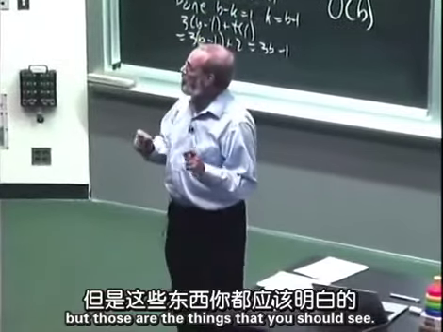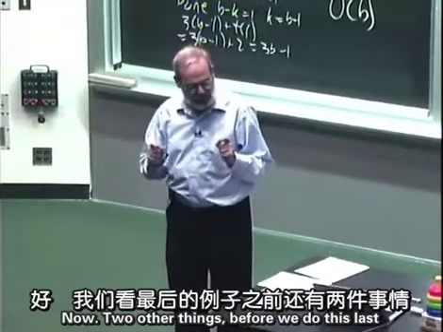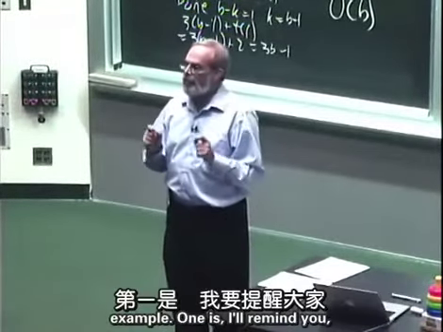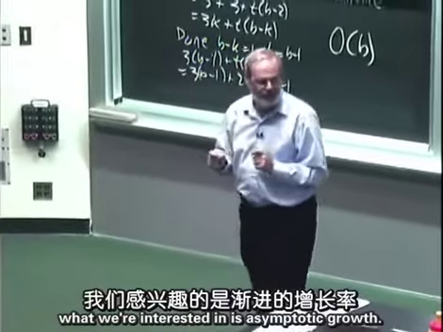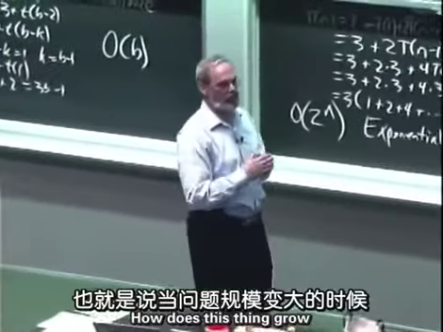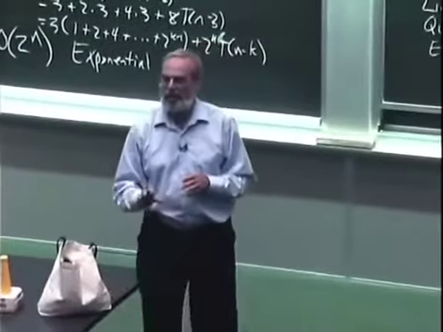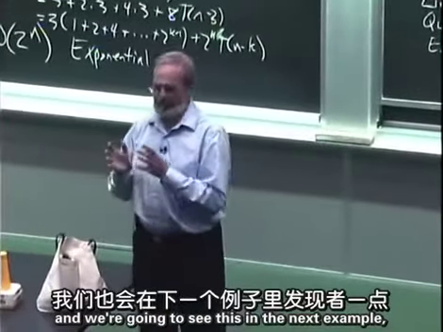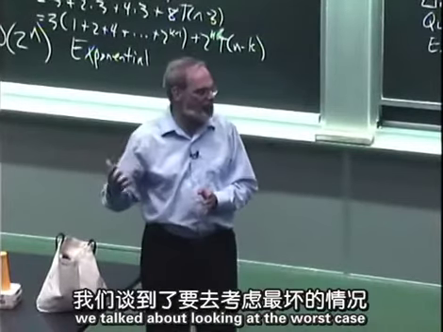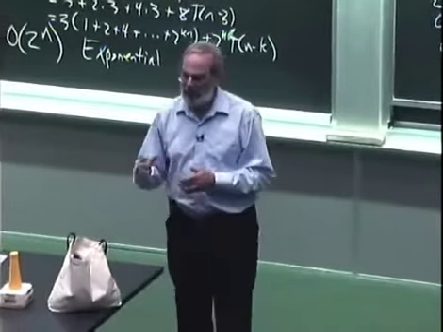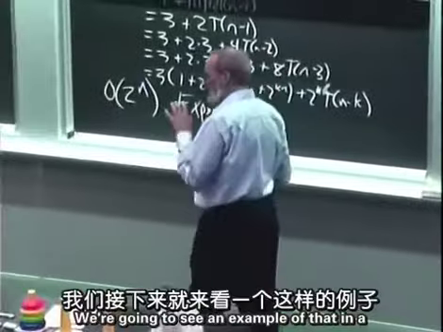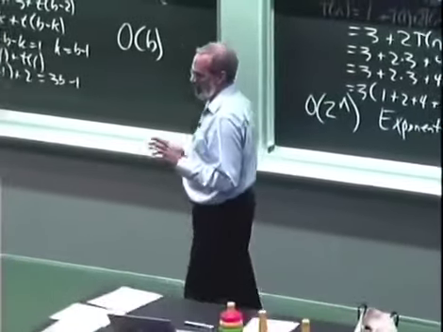Now, 2 other things before we do this last example. One is I'll remind you what we're interested in is asymptotic growth. How does this thing grow as I make the problem size big? And I'll also remind you, and we're going to see this in the next example, we talked about looking at the worst case behavior. In these cases, there's no best case, worst case. It's just doing one computation. We're going to see an example of that in a second. But we really want to worry about what's the worst case that happens.